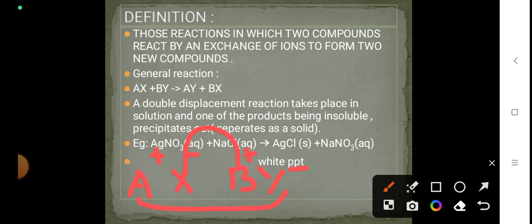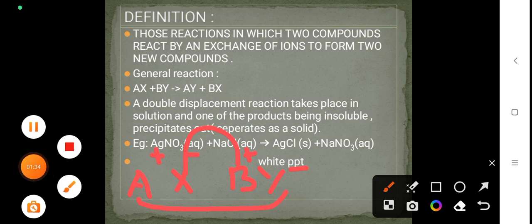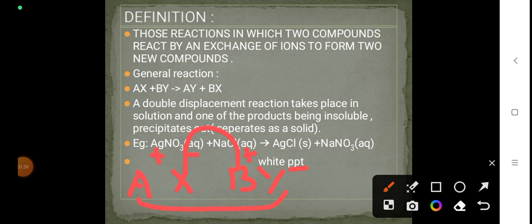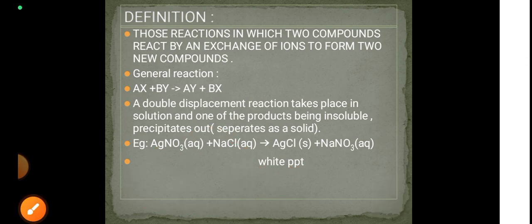Usually a double displacement reaction can also give rise to a precipitate as one of the products. When you look at the example here, we have a double displacement reaction that takes place in solution, and one of the products, being insoluble, precipitates out, that is, separates out as a solid. Here we have the example of AgNO3 plus NaCl giving rise to AgCl and sodium nitrate.